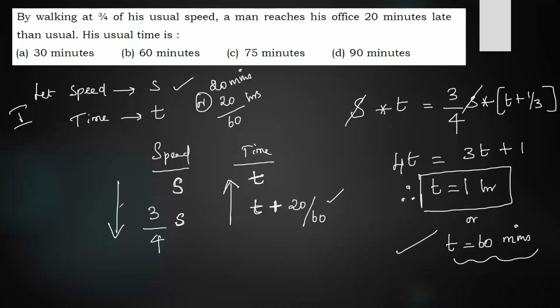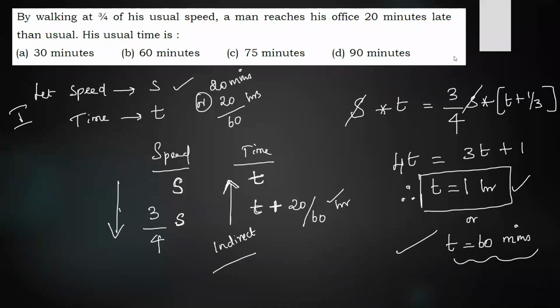So listen, now speed reduces, time will increase. Nothing but indirect, so just multiply directly. In that case, S is cancelled and you will get T as 1 hour. Since I have converted minutes into hours, you will get the answer in terms of hours, which is 60 minutes. This is one method, okay?